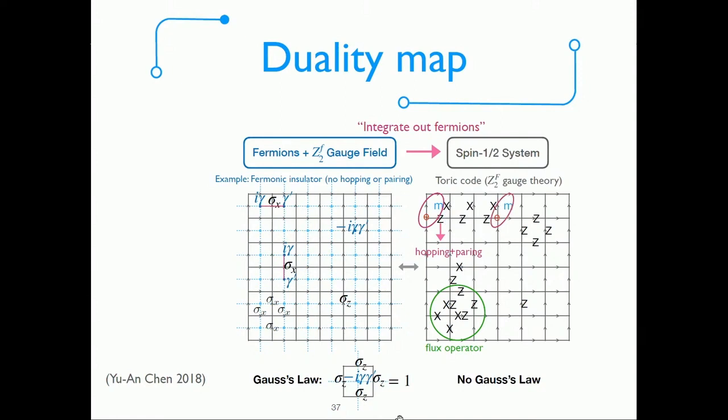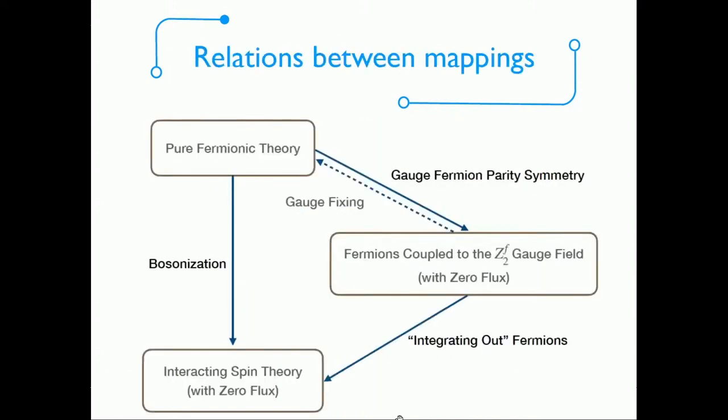So in the spin models, you don't have a real fermion, but you have emergent fermions out of the excitations of this model. So that's the full procedure of the mapping. We first do a gauging process, and then we integrate out fermions. These two steps can be combined as a bosonization process that maps a pure free fermion theory to an interacting spin theory. This is trivial, but this one has long-range entanglement.